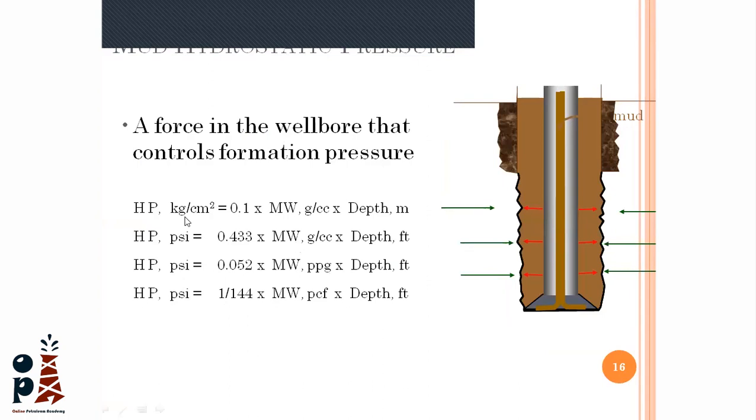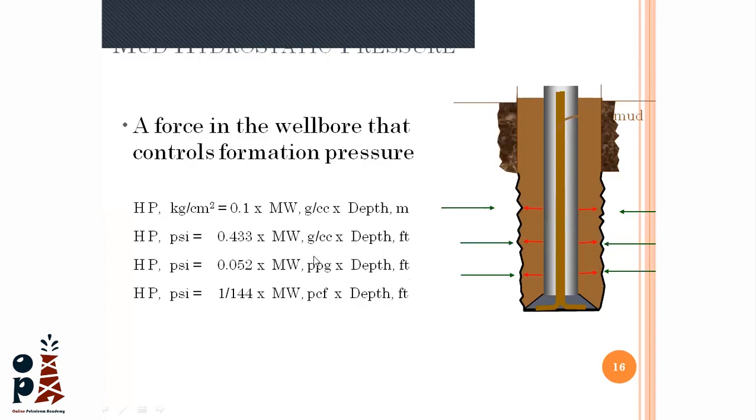But you will find that there is a difference in the units, because maybe different countries use different unit sets. But the most common one is the third one: the hydrostatic pressure in psi, which is pound per square inch, equals 0.052 multiplied by the mud weight in ppg, which is pound per gallon, multiplied by the depth, which is the TVD, true vertical depth, in feet.